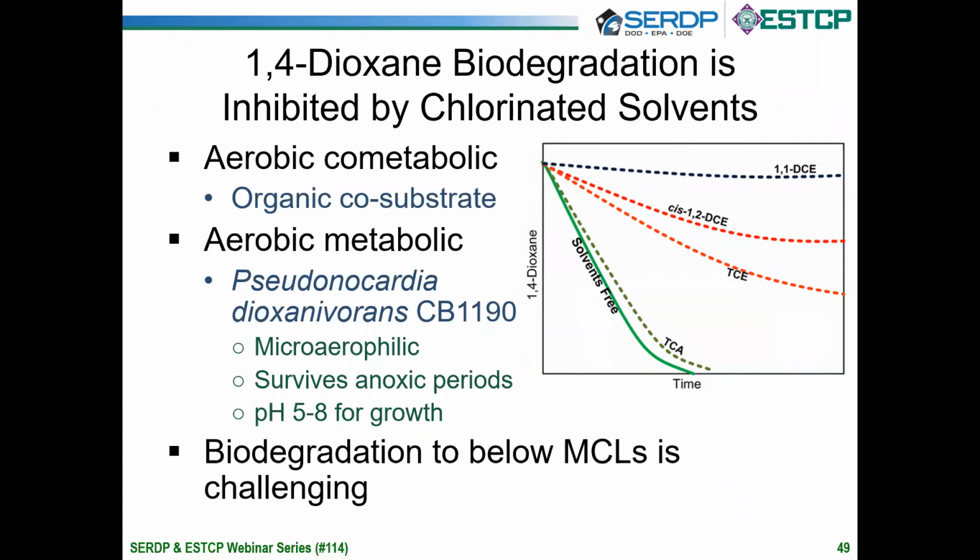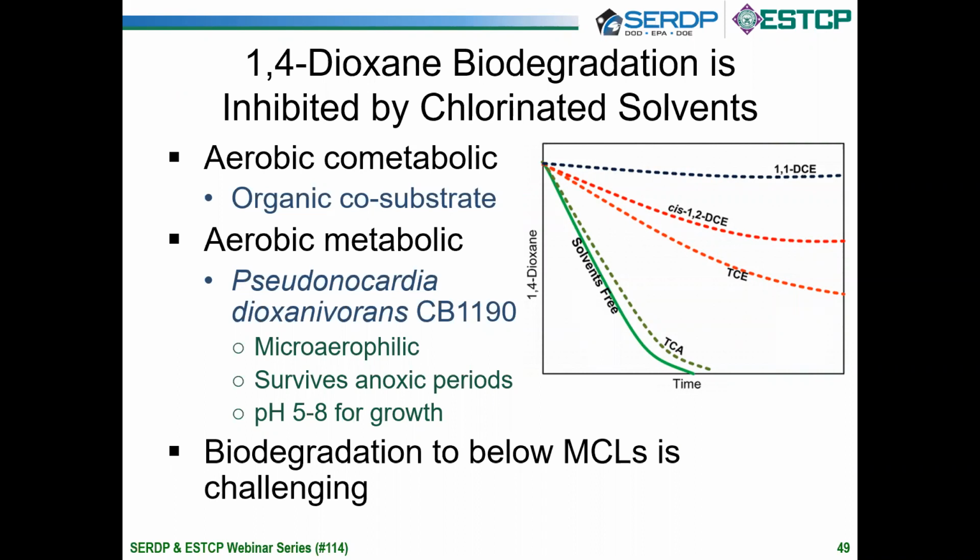This is the organism that we tested in developing the technology. And CB1190 is a microaerophilic bacterium that doesn't really need much oxygen. It can, of course, if it's present. It also survives anoxic periods and pretty high solvent stress. And it generally has a pH optimum somewhere between 5 and 8 for growth.